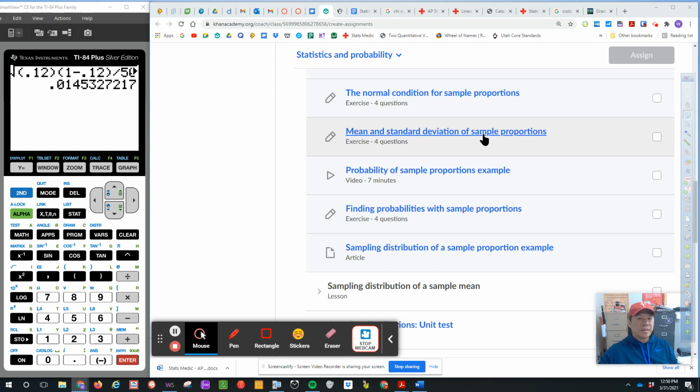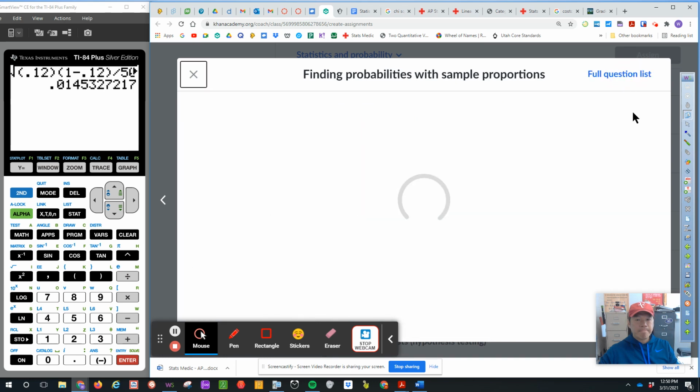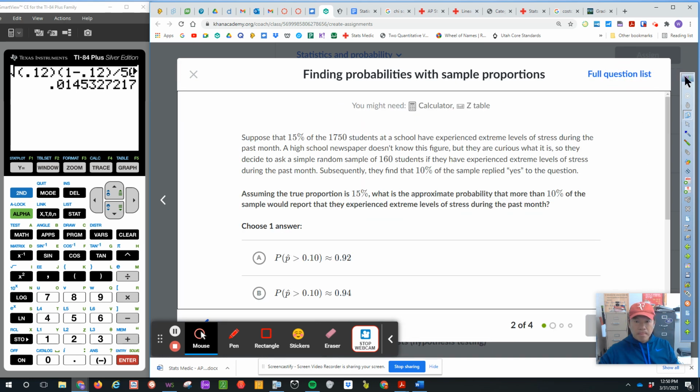The mean of a sample proportion should be the population proportion. And the standard deviation has a formula: square root of p times 1 minus p divided by n. And today we're going to use that to find probabilities with sample proportion. And this can only be done if the shape of the sampling distribution is approximately normal. Okay? All right.